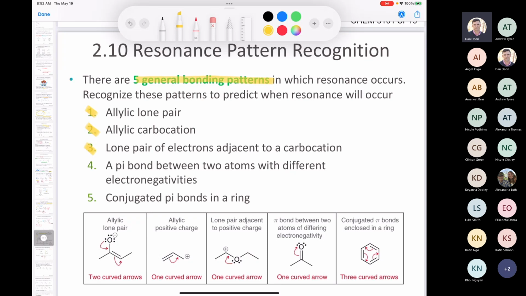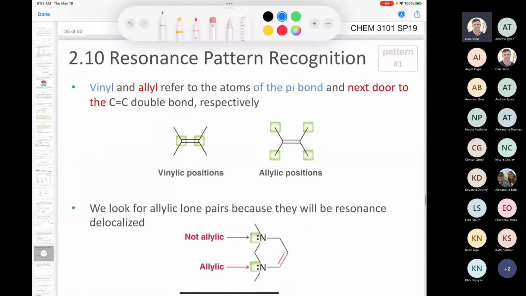The next one is a pi bond between 2 atoms with differing electronegativities. We saw that one this morning too. And the last one, which we haven't looked at yet, is conjugated bonds around a ring. And you can see that this applies to aromatic compounds. So let's start with number 1, and we'll make our way all the way through to number 5 and see if we can figure some of this stuff out.